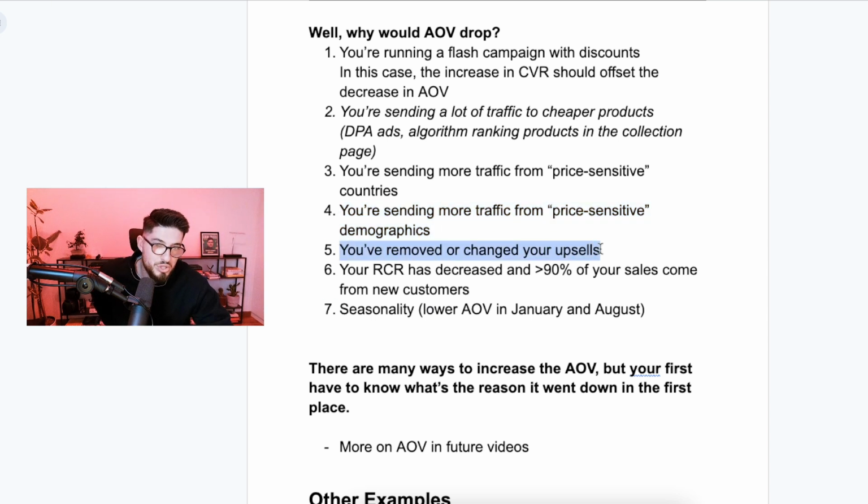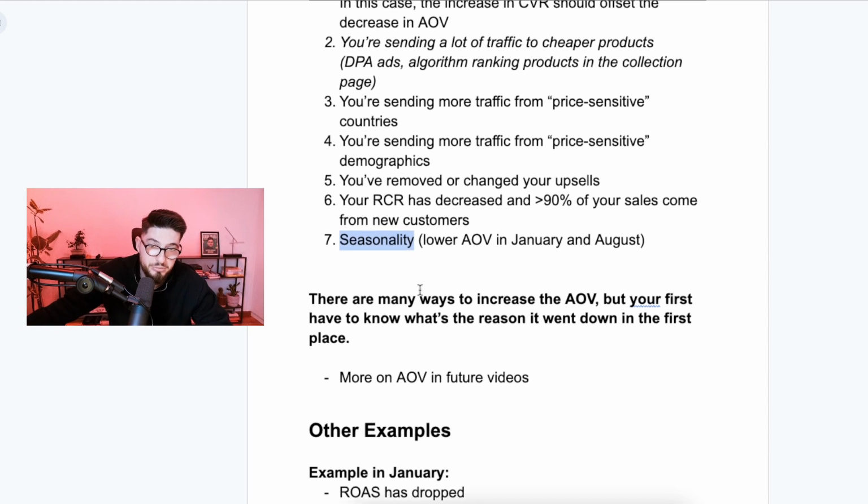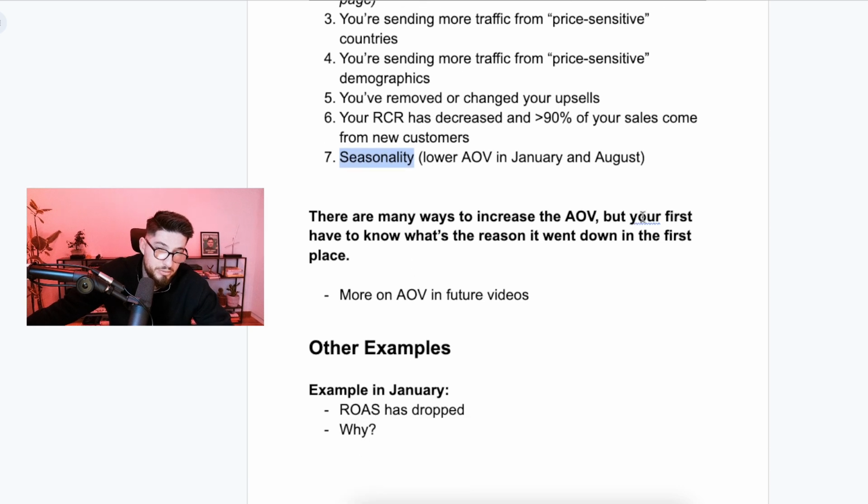5, you've removed or changed your upsells. 6, your recurring customer rate has decreased. And now 90% of your sales come from new customers, which of course are not going to spend as much money as somebody who knows you for the last 7 months. And then just seasonality, as I mentioned before. Many ways to increase the AOV.